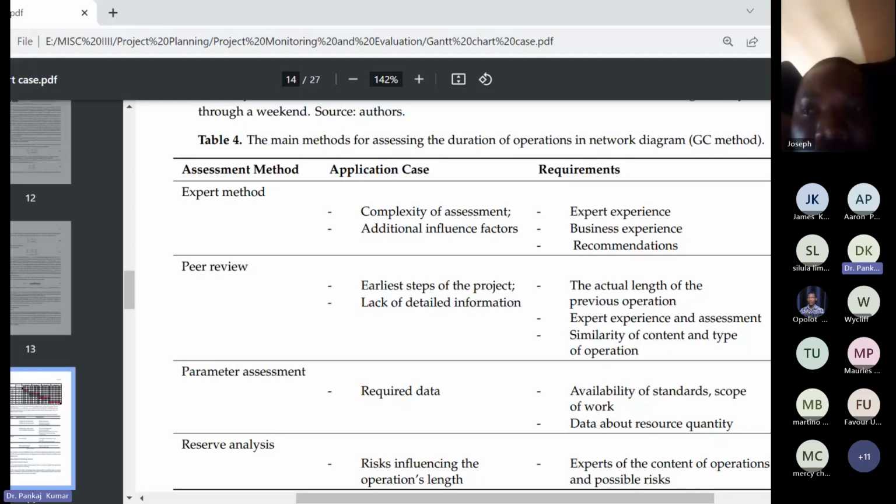Assessing the duration of operations within a project is one of the techniques to use to estimate the time required for specific project activities. The first step is to identify individuals or teams with relevant expertise and experience in the type of operations or task being assessed. These experts should have a deep understanding of the work involved.